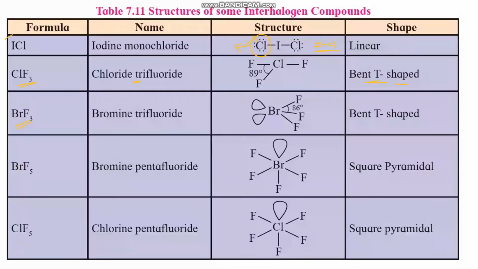Now we can see the next example, BrF5. How many fluorines? 5. Therefore the name of the compound is bromine pentafluoride, and the structure is this. This structure is called square pyramidal. These 4 bonds at equatorial, therefore square, and this 1 fluorine, therefore the shape is pyramidal. Lone pair is not considered.